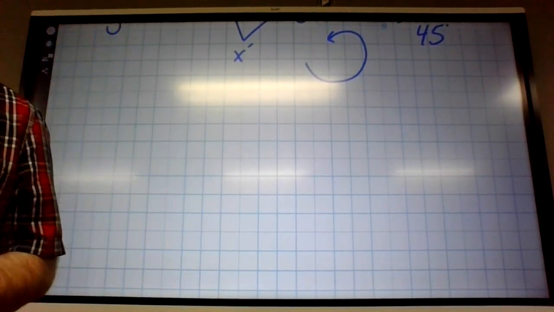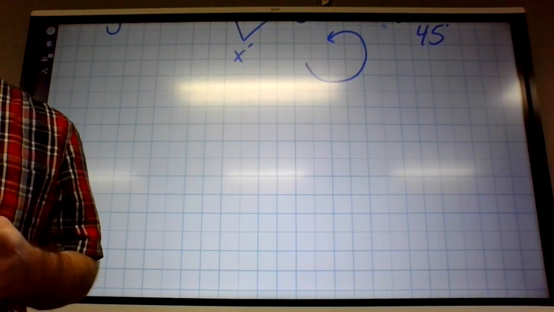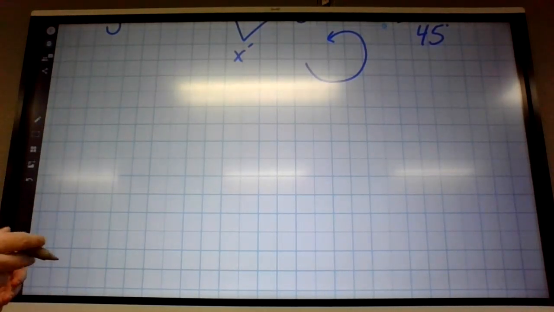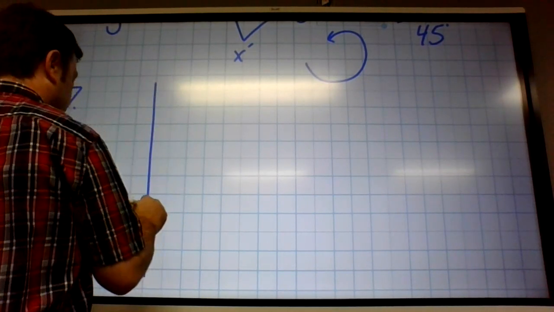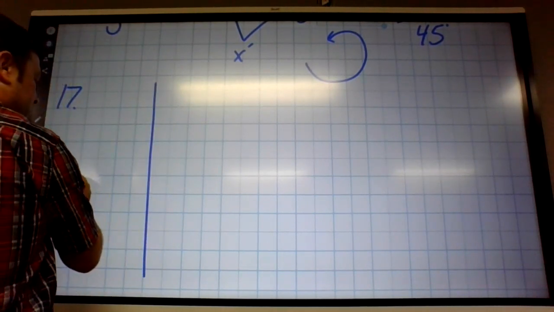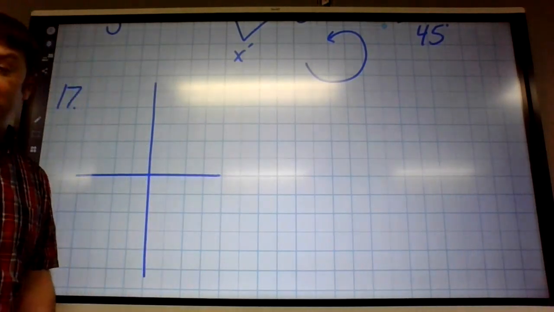Okay, number 17. Well, they didn't say you had to graph it, but we kind of need to graph this one, I guess. I think I might count by twos because they go really high.